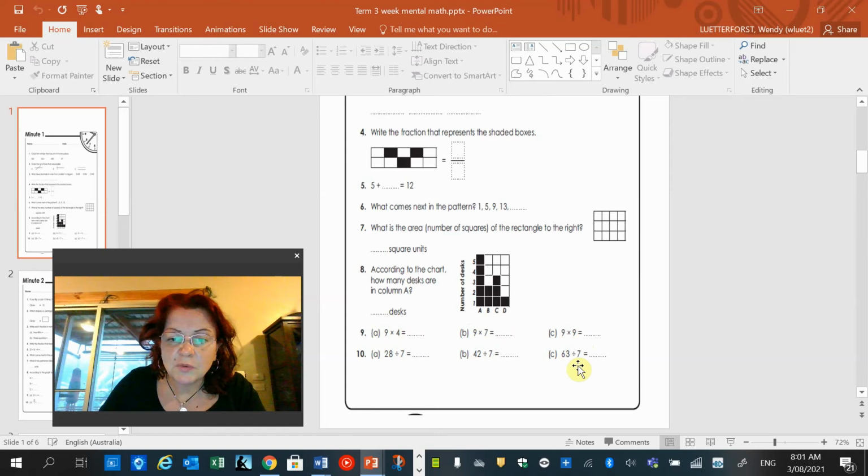And then some simple division. Try and get hold of a multiplication chart at home. That may not be possible, but have a look at a times table chart if you're not sure.